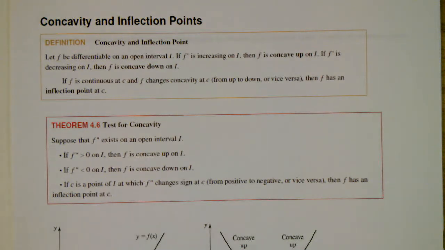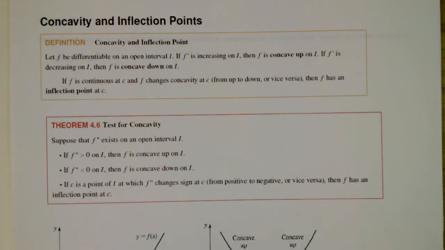All right, let's talk about the concavity and inflection points. Here we're going to let f be differentiable on an open interval called I. If f prime is increasing on I, then f is going to be concave up on I. And if f prime is decreasing on I, then that means that your function will be concave down on I.